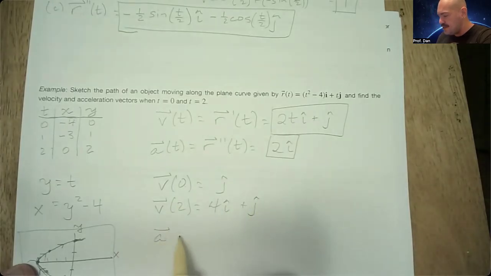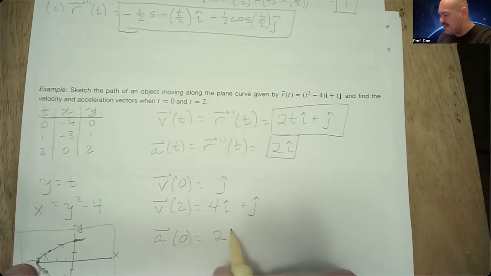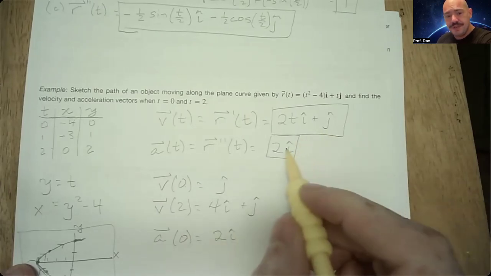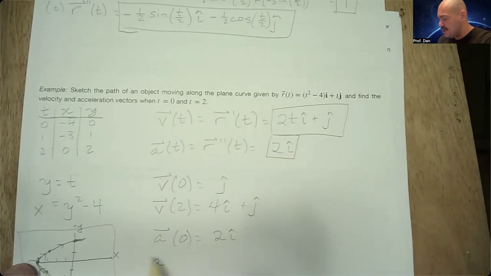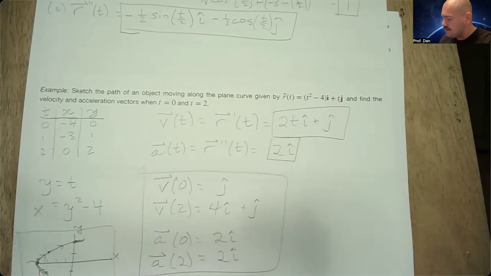Now for the acceleration vectors, acceleration when time is 0 is still going to be 2i. There's no t for me to plug into, that's constant. So no matter what value of t we take on, the acceleration will always be the vector 2i. There we go.